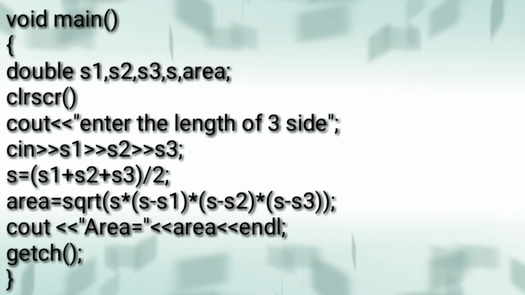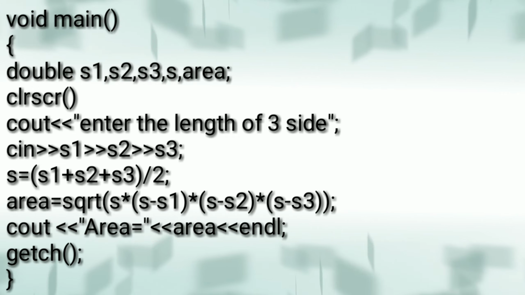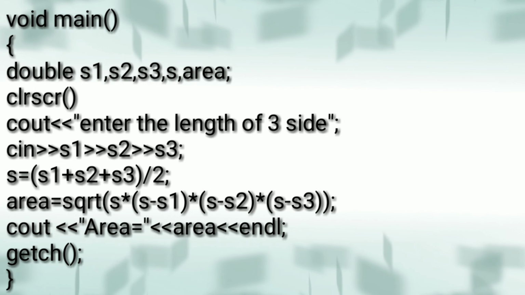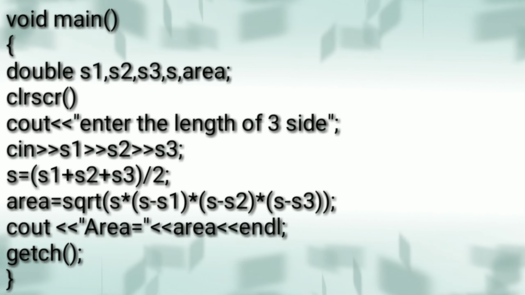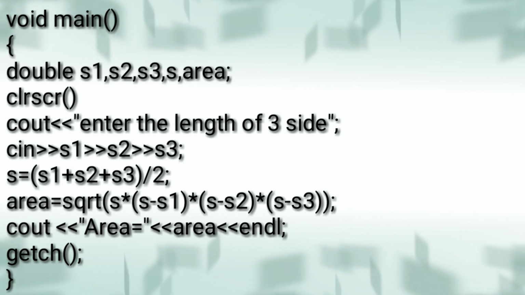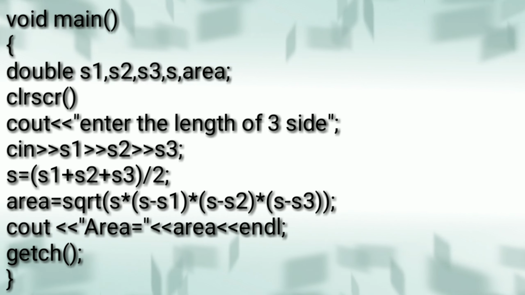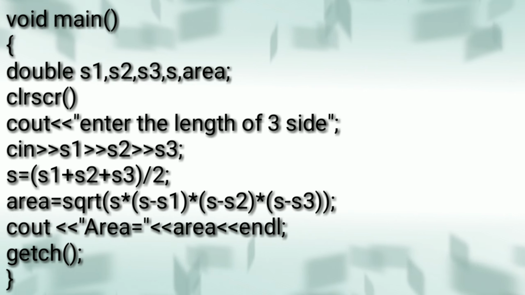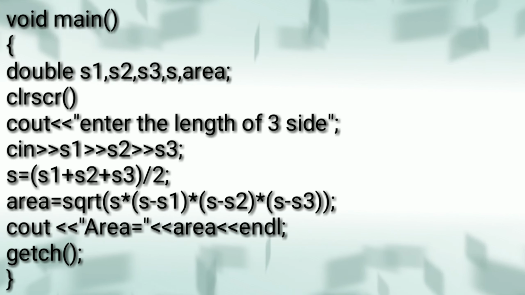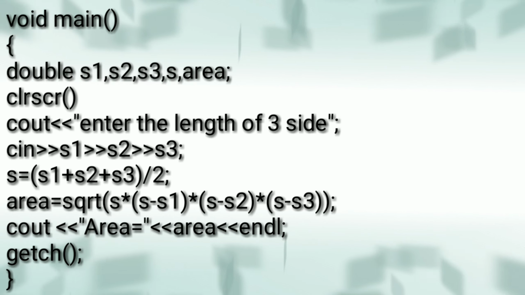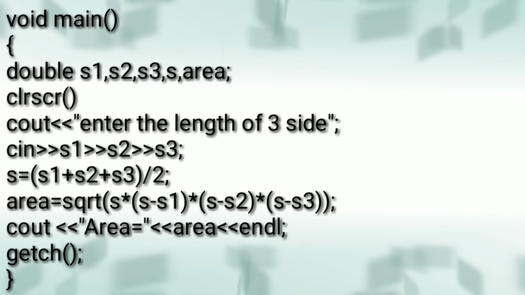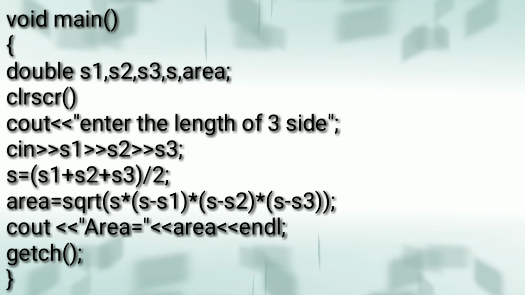So the next line is the calculation part. Next two lines is the calculation part, where you are going to calculate this side. The first line is you are going to calculate the side. S is equal to S1 plus S2 plus S3. You are going to add these three values, then divide by 2. Whatever the value you get, that will be stored in S.